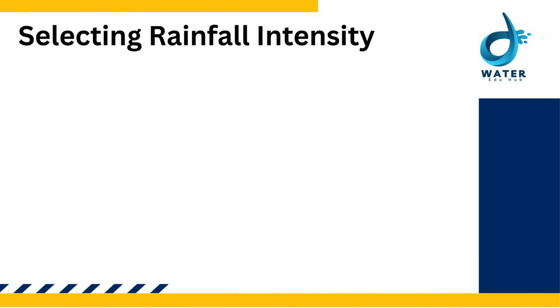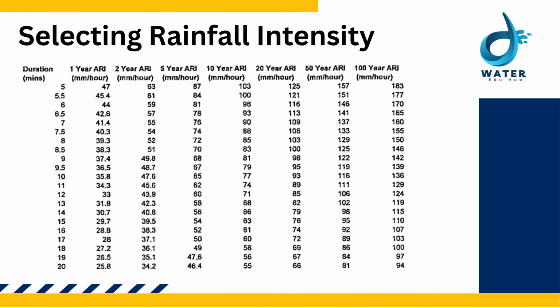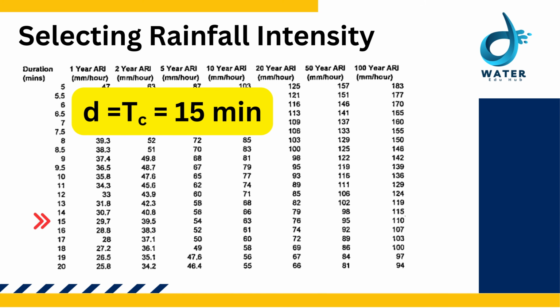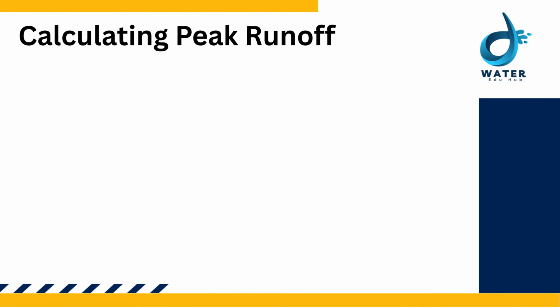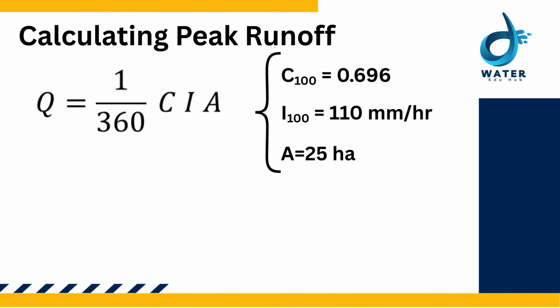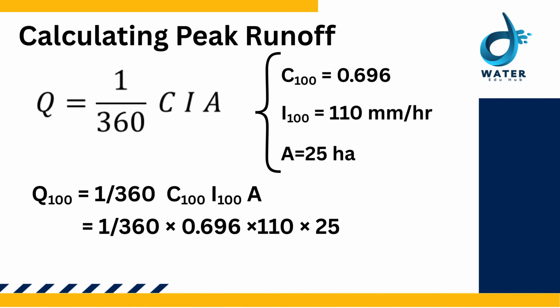Then we refer to the IDF table to pick our rainfall intensity. For rainfall duration equal to the time of concentration of 15 minutes and the frequency of 100-year ARI, the rainfall intensity is 110 mm per hour. Now we are ready to apply the rational formula and calculate the peak flow. The peak flow will be 5.317 cubic meter per second.